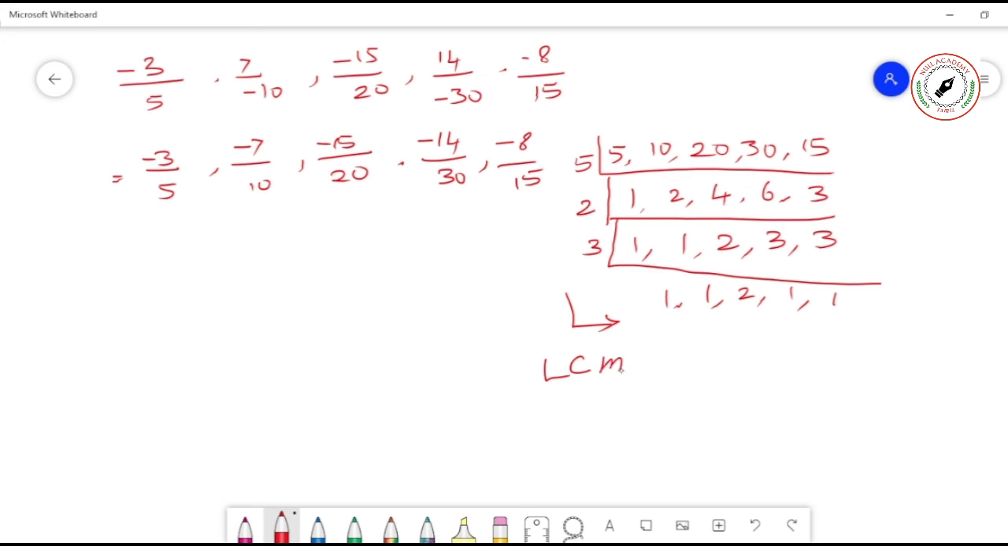LCM: what is this? 5 into 2 into 3 into 1 into 1 into 1. 5 twos are 10, 10 threes are 30, 30 into 1 is 30, 30 into 1 is 30, 30 into 2 is 60, 60 into 1 is 60, 60 into 1 is 60. So what is the LCM? 60. LCM is 60.